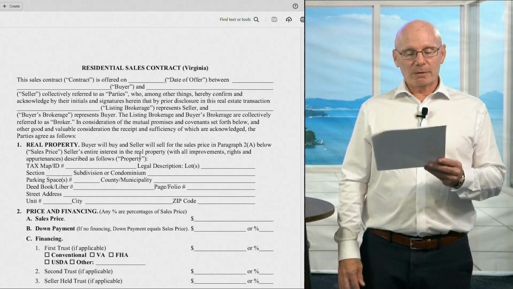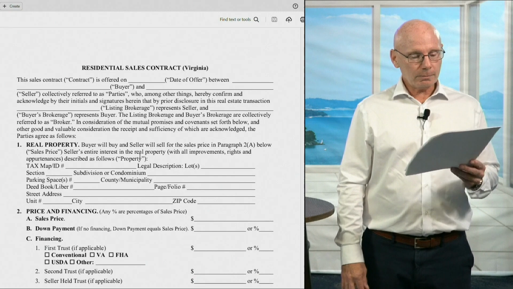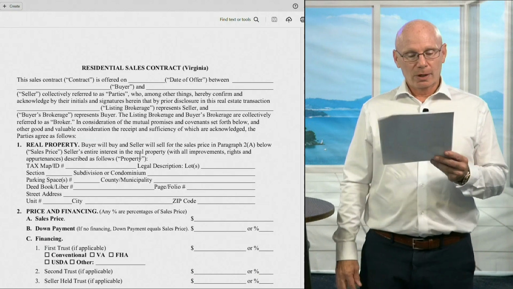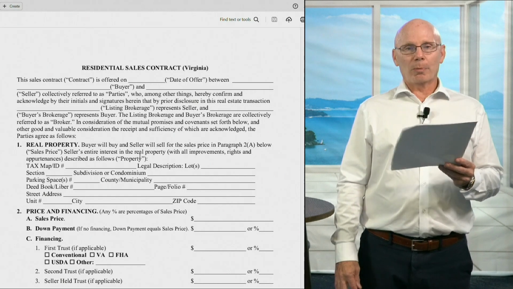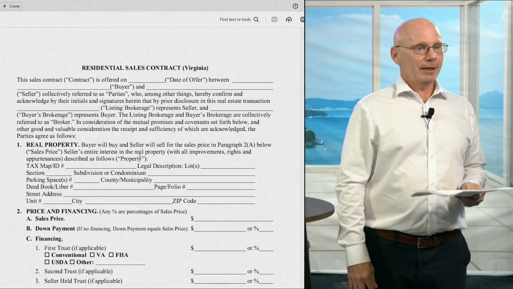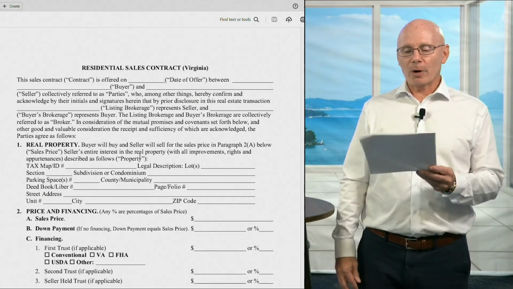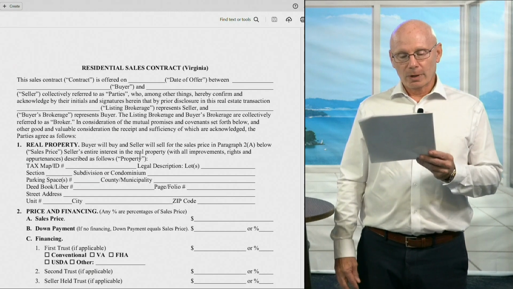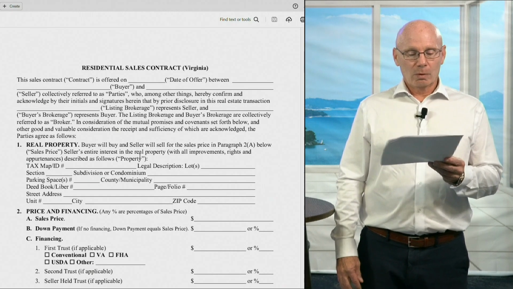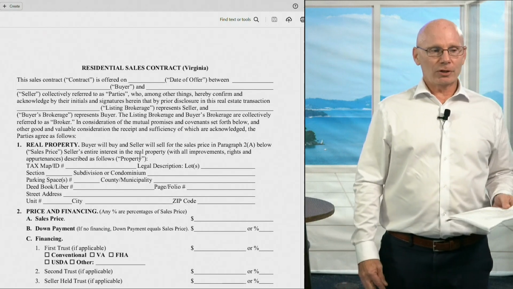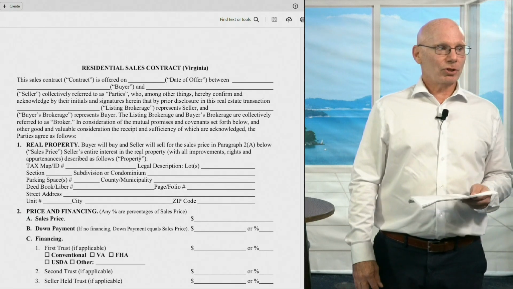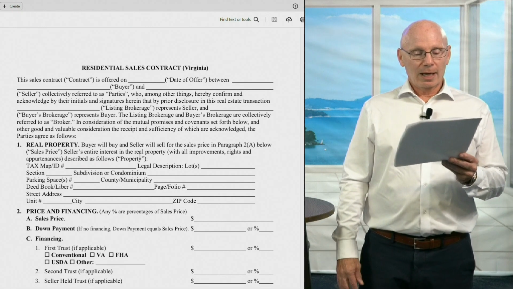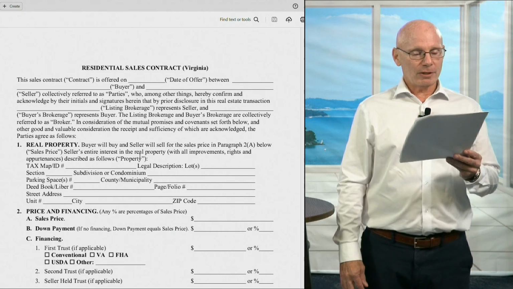Paragraph 2 is the price and financing. This is probably one of the paragraphs that normally gets the most questions. So the top part is sale price. Whatever your client is making an offer for on the property, you would put that amount in there. Financing, what type of financing are they using? Conventional, VA, FHA, whatever type of financing, you would check the appropriate box, and then you would put in how much they plan to finance.